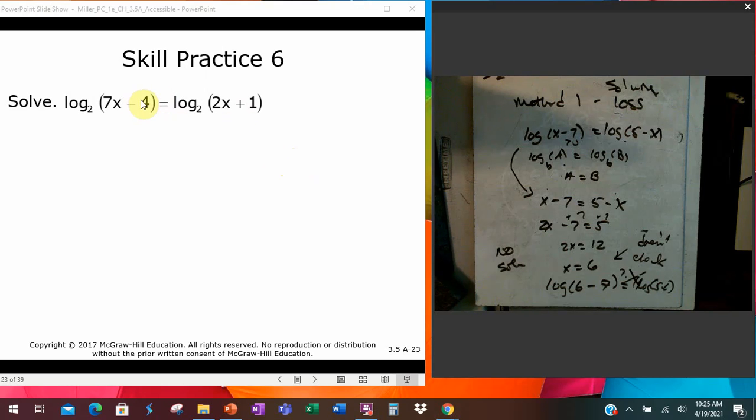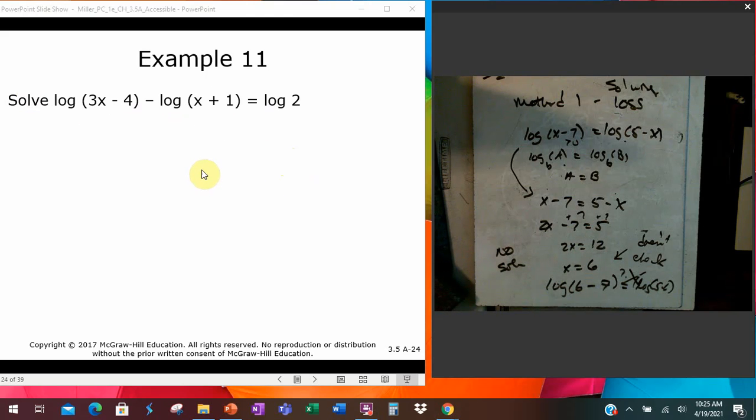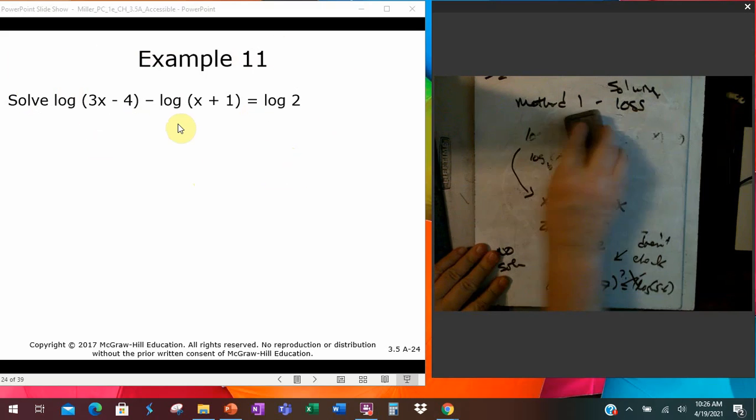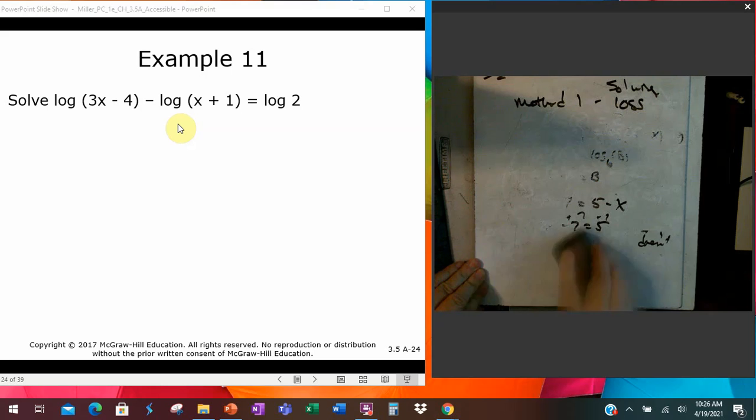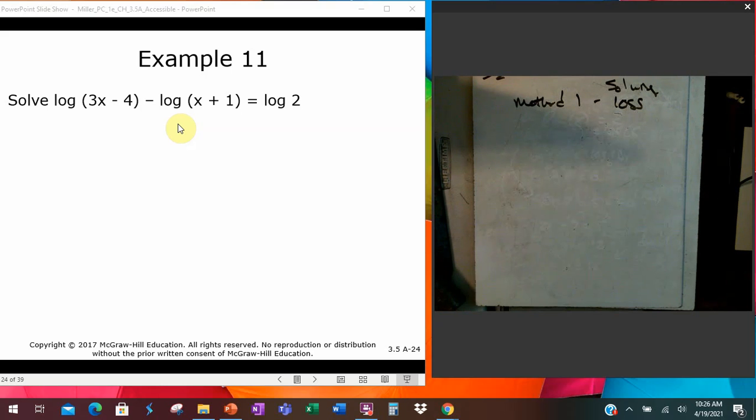Same thing here. I just say this is equal to this because the log is equal to the log. 7x minus 4 has got to be equal to 2x plus 1, and then I solve just like I did. Now here's a little different. I've taken it up one notch. We're going to do the very same thing, but I need to do some extra work.